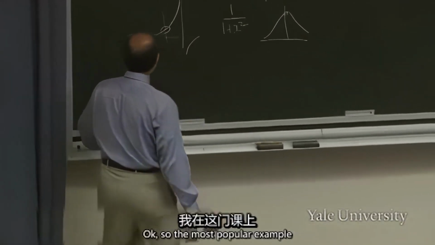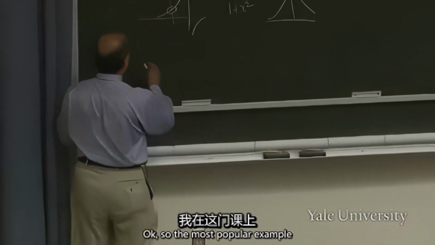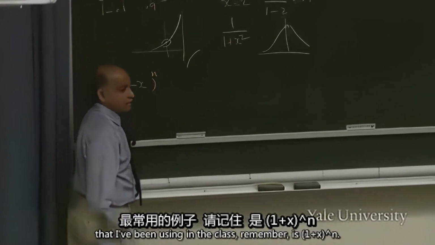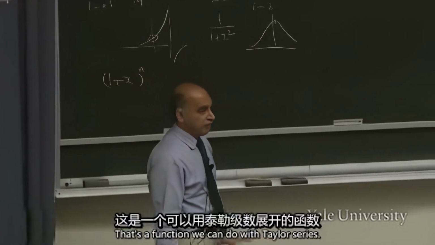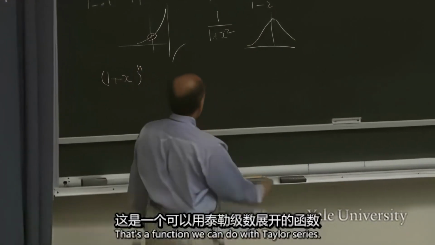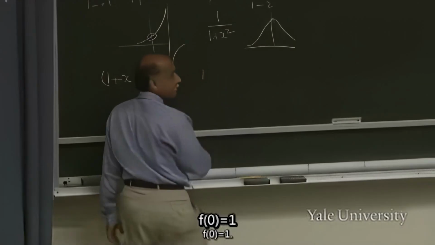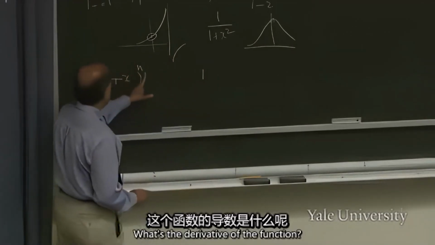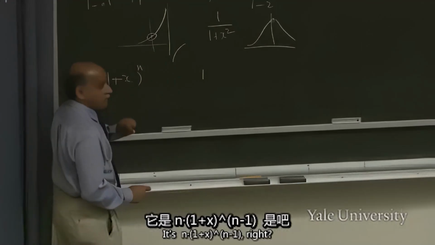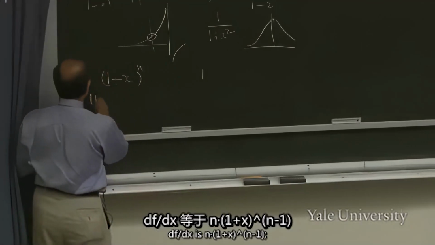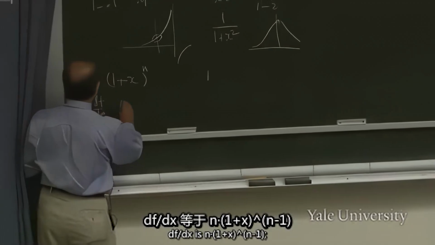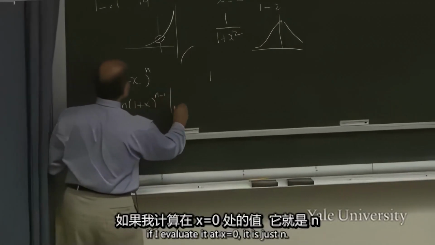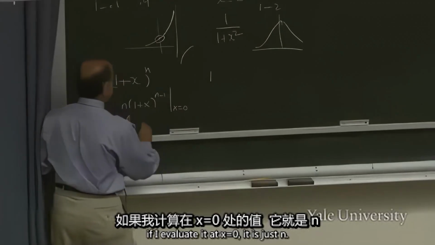Okay, so the most popular example that I've been using in the class, you remember, is (1 + x)^n. That's a function. We can do its Taylor series. f(0) is 1. What's the derivative of the function? It's n times (1 + x)^(n-1), right? df/dx is n times (1 + x)^(n-1). If I evaluate at x equal to 0, it is just n.